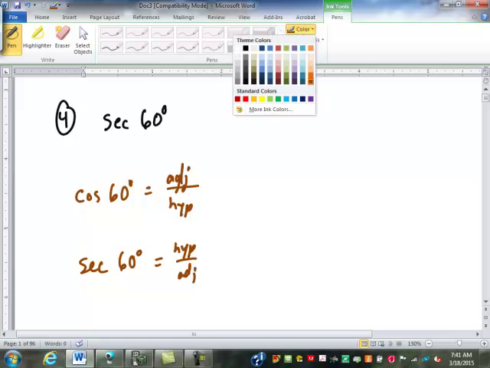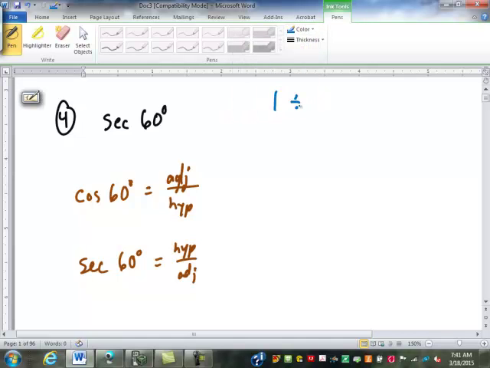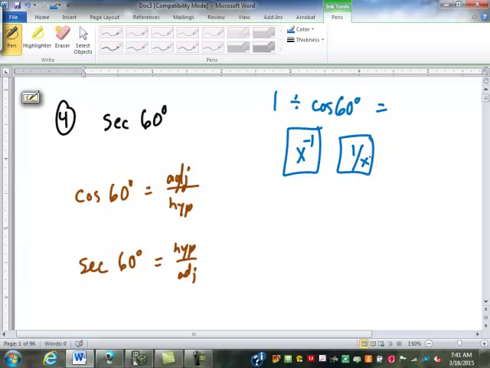So there's two ways we can go about it. One way was just doing 1 divided by the cosine of 60 degrees, which will give you the answer. But remember, we discussed a second way that was more effective: the x^-1 key. It's called the reciprocal key. Your calculator either has that x^-1 key or a 1 over x key like this.